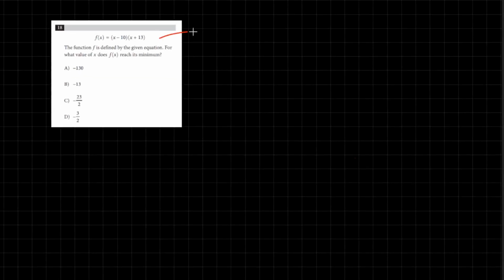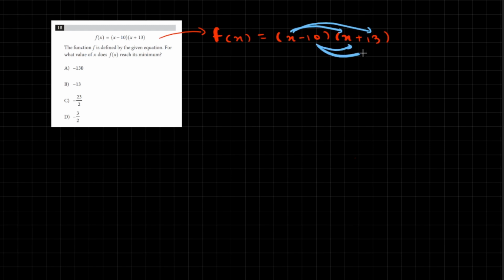Before we wrap up, let's look at one final bonus practice problem to completely lock in your skills. First, let's write down the function exactly as they gave it. f(x) equals, in parentheses, x minus 10 times x plus 13. To find the minimum, we first need to multiply these out. Just follow the arrows. This gives us x squared plus 13x minus 10x minus 130.